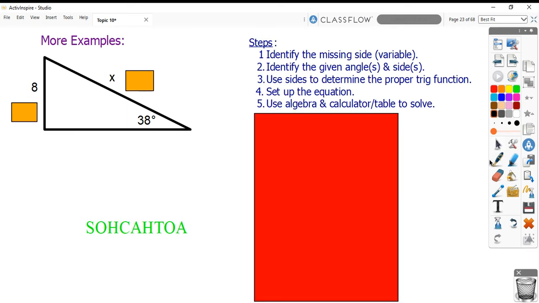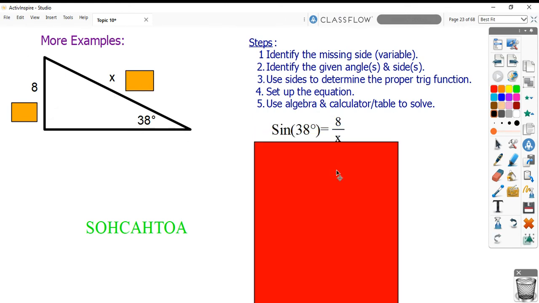So we're going to set up our equation the same way we're going to do it on all of these problems. The sine of this angle equals the opposite side over the hypotenuse. Sine of 38 equals 8 over x.